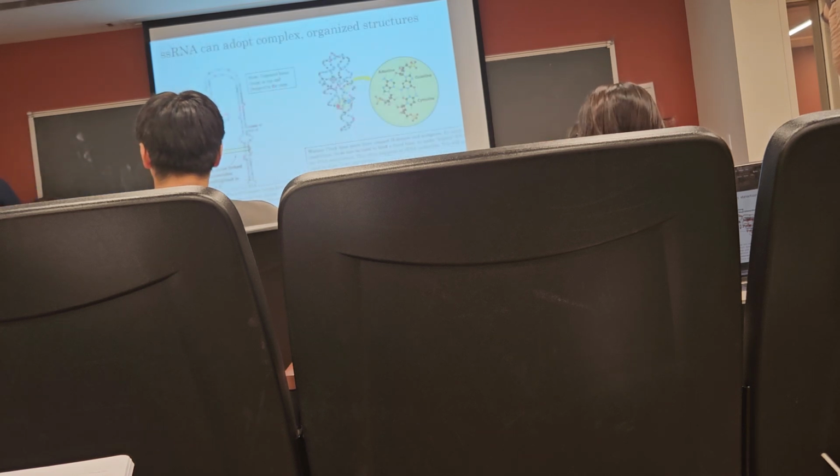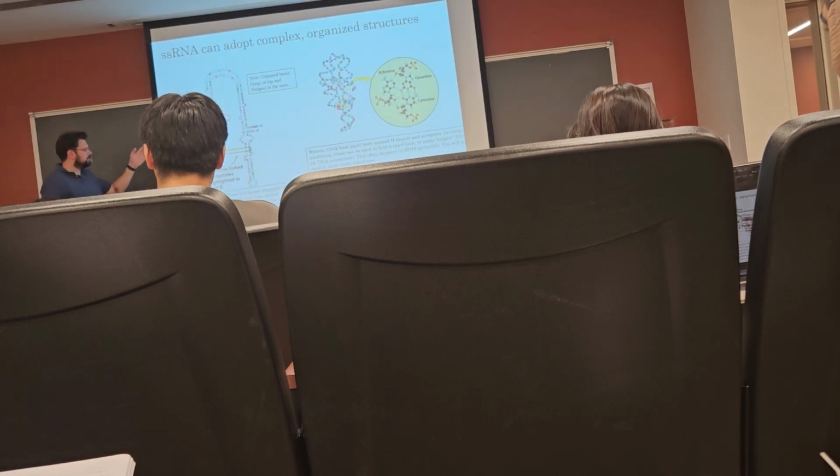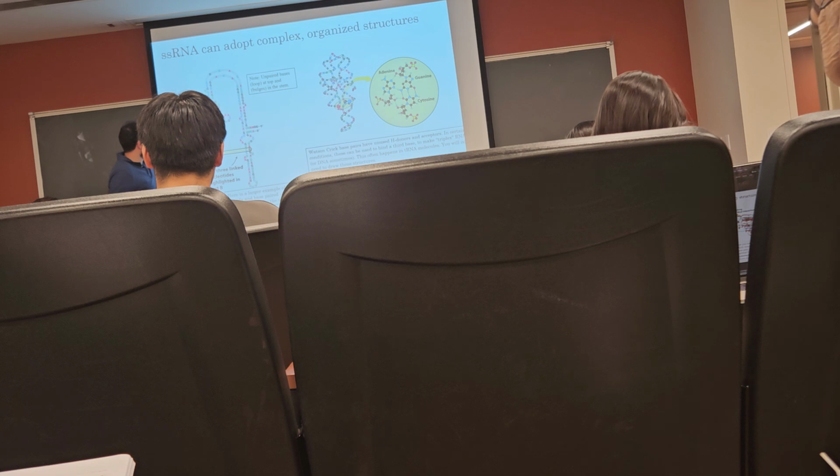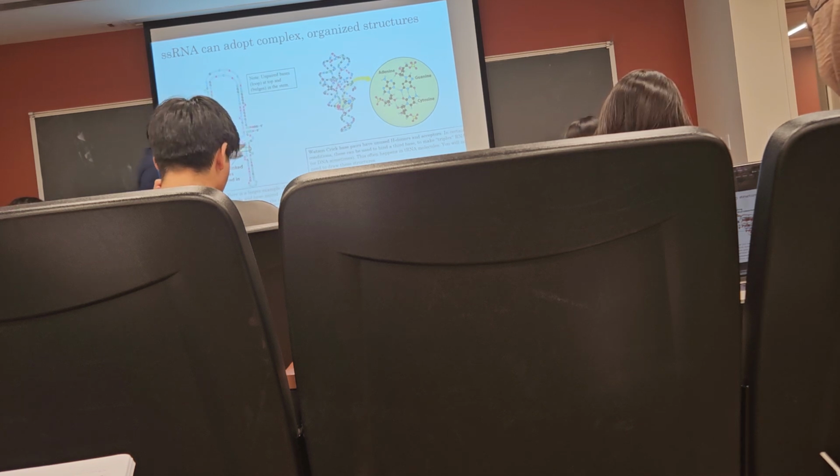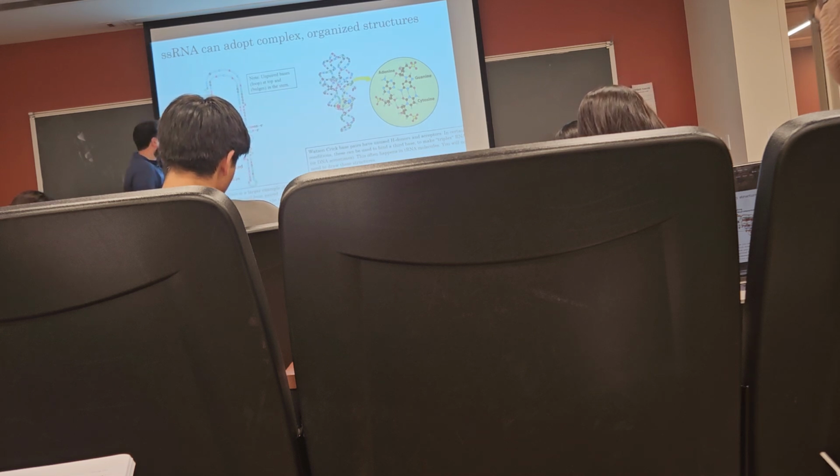But we can adopt way more complicated structures, right? So here's an RNA molecule, and we see that here we get intramolecular base pairing down here. Here we have a hairpin. Here we have another hairpin down here. All right, A with U, G with C, and so on and so on.